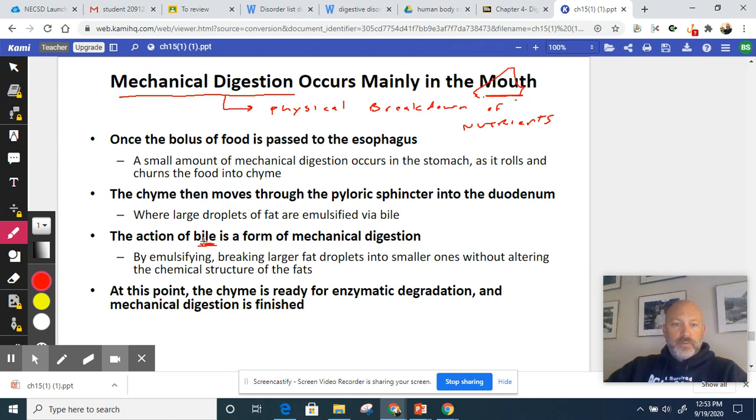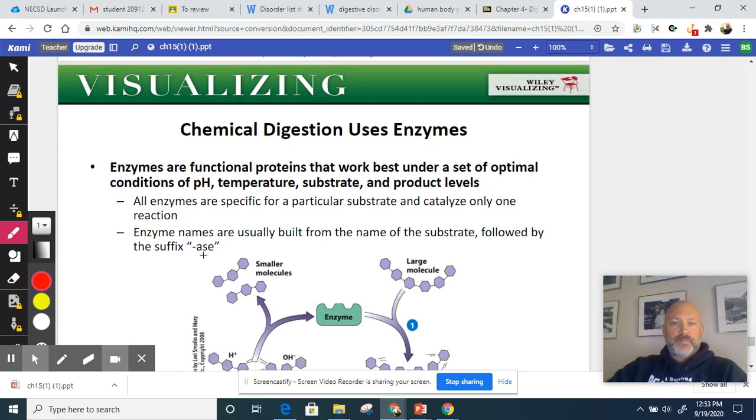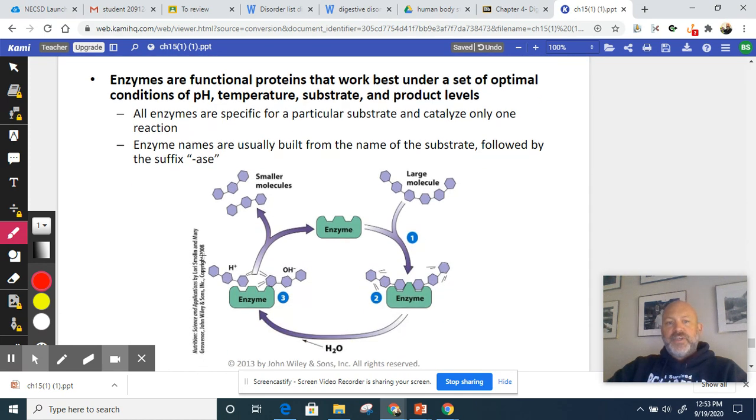Bile, emulsifying fat globules, is another example. All right. So the mouth, in the intestines, and in the stomach. There's three areas that we see mechanical digestion. Chemical digestion is anywhere enzymes are working on the food.